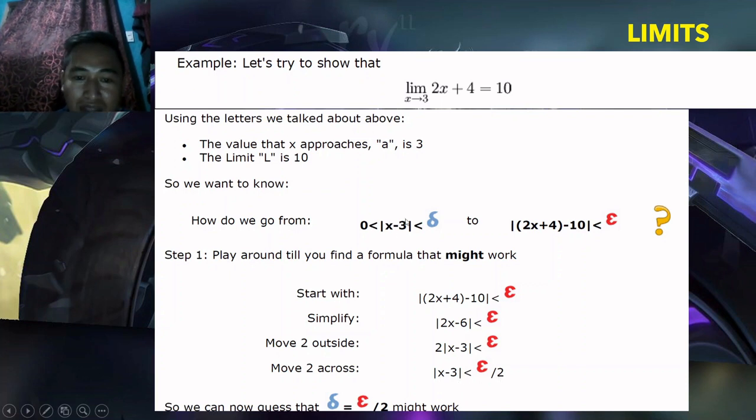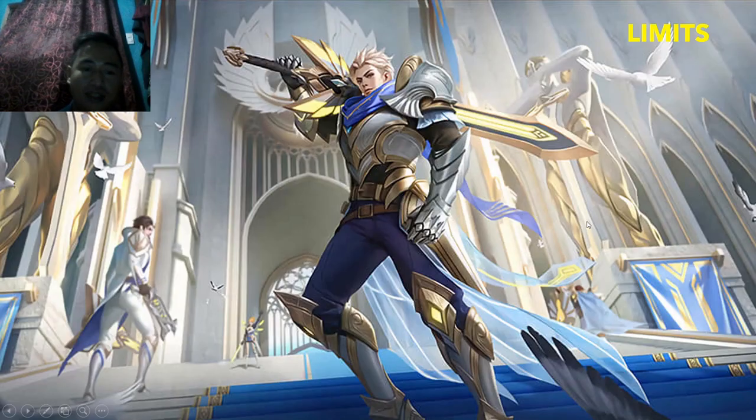So we have now formed the absolute value of x minus 3. Here, epsilon over 2 will be our delta. So we can now guess that delta is equal to epsilon over 2. It might work. Okay, so let's try if this delta of epsilon over 2 works, whether we can form it. So, step 2.